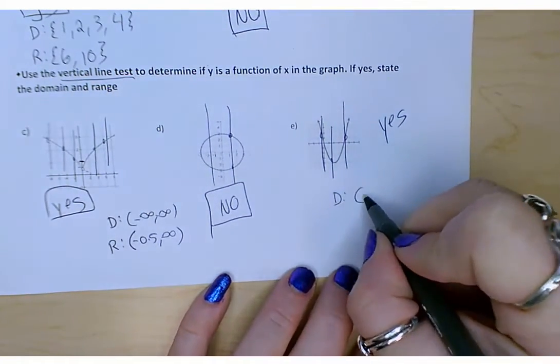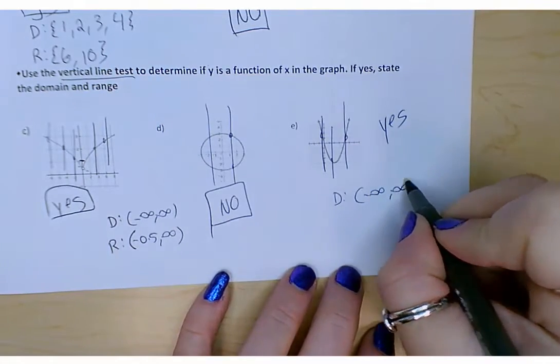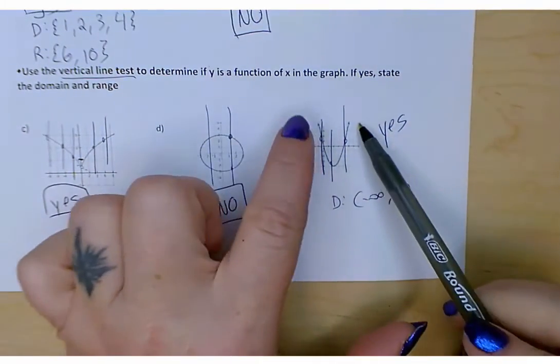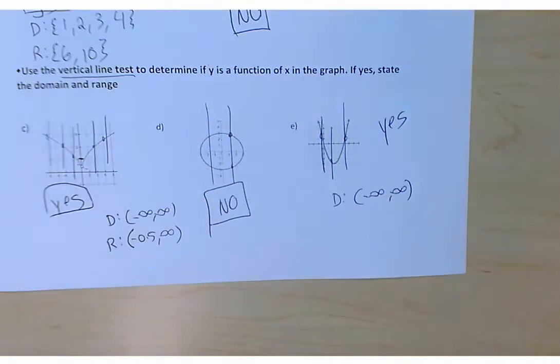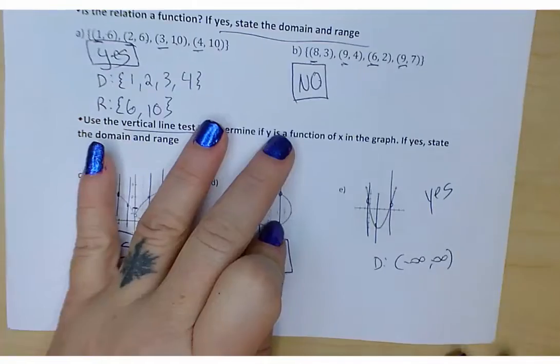Our domain for this function is going to be negative infinity to positive infinity. Again, arrows on either end there. It's going to keep going out and out and out. It's never going to stop.